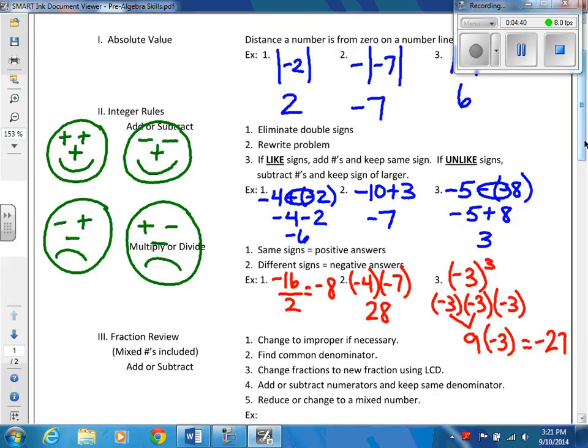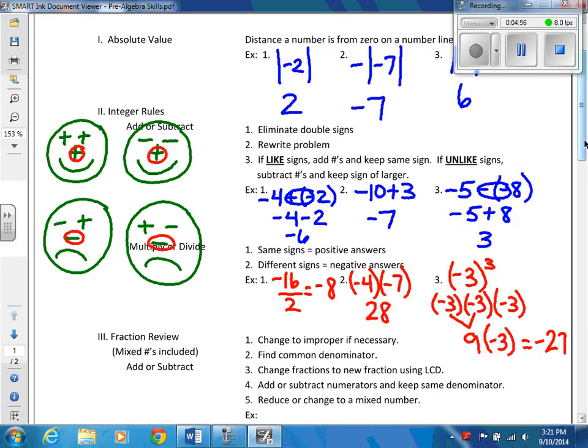If you look at it, in addition, when you add two positives, you add the numbers. When you take two negative numbers, you're going to add them together to get your answer. When you have different signs, a positive and a negative, you're going to subtract the numbers, right? And same thing with a positive and a negative.